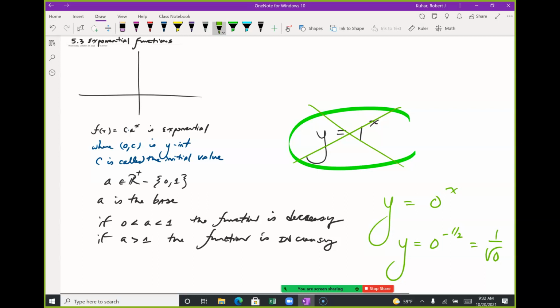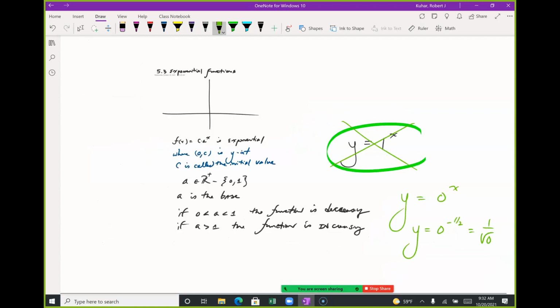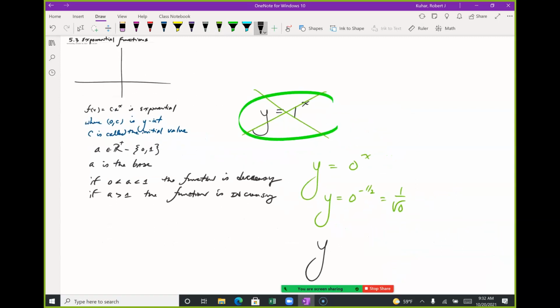So we don't want our base to be 0. We don't want our base to be 1. And it's all about the base. Why can't I let my base be a negative number? Because when I put a negative number into that, I could have a square root of a negative. And we're trying to keep everything real.